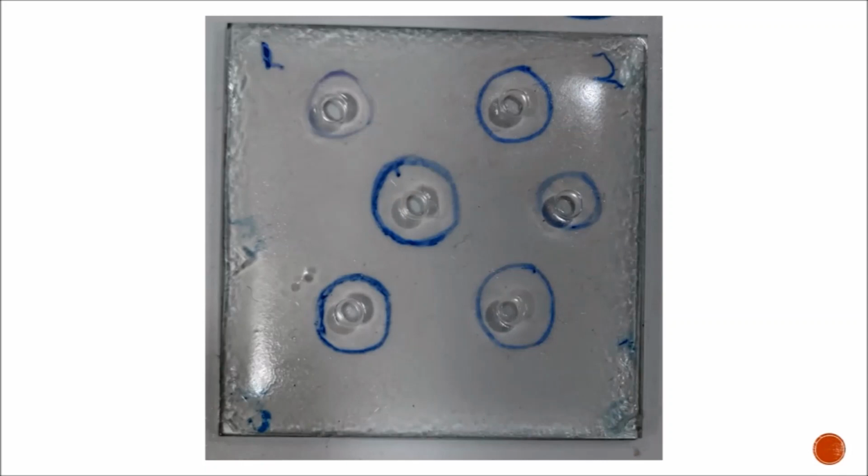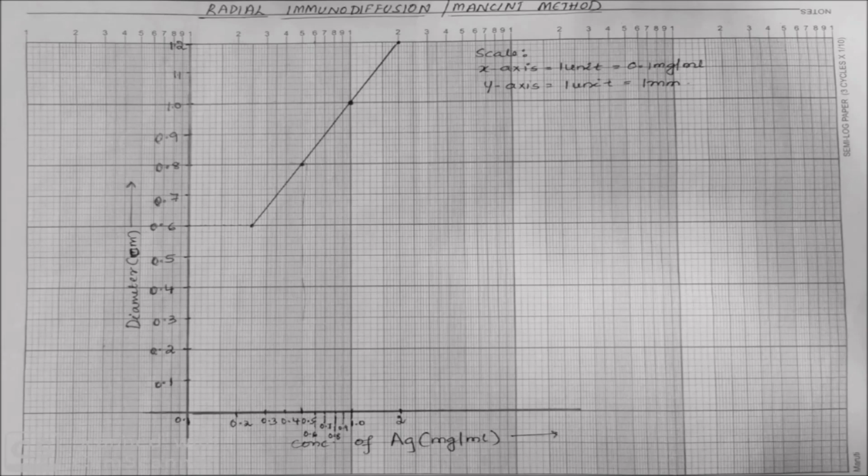Here you can see 6 different antigens, out of which 4 are standard antigens and the 5th and 6th are the test antigens, whose concentrations are unknown. So suppose you want to find the concentration of the unknown; at first you need to take a scale and measure the diameter of the unknown antigen. Once you have noted the diameter of the unknown antigen, plot a semi-log graph.